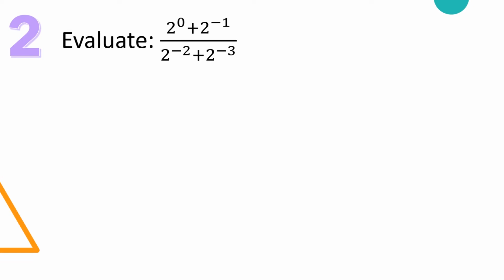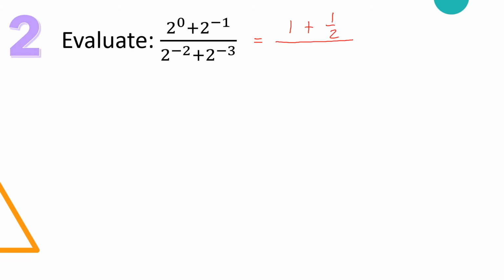Number 2. Evaluate 2 raised to 0 plus 2 raised to negative 1 over 2 raised to negative 2 plus 2 raised to negative 3. We can rewrite the given using the rules of exponent. 2 raised to 0 is equal to 1. 2 raised to negative 1 is 1 half.